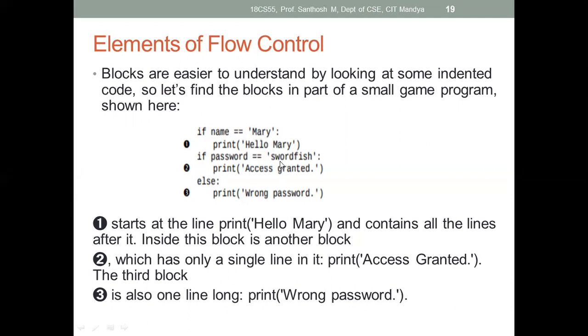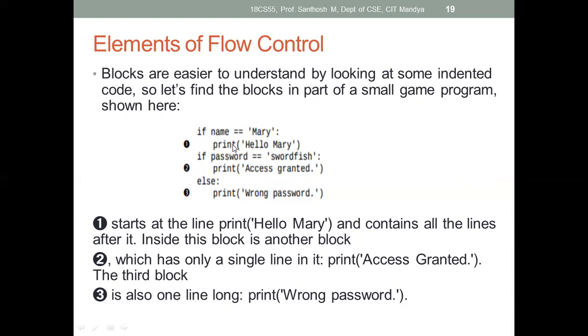If password is equal to "swordfish", then print access granted. Else, if both the conditions are not satisfied or false, when will this condition get executed? When name is equal to Mary. Only when the name is equal to Mary, then print hello Mary.